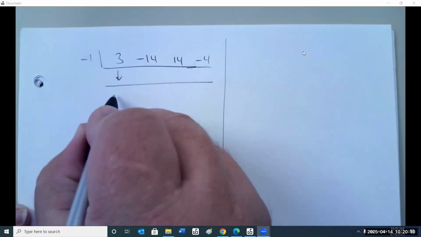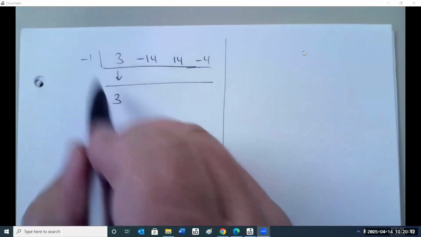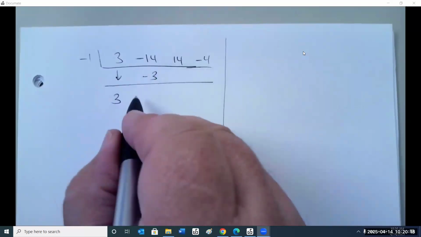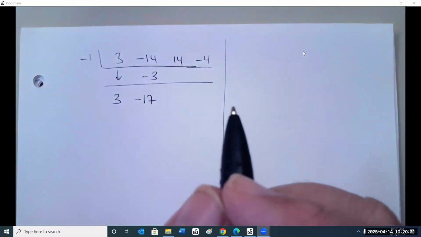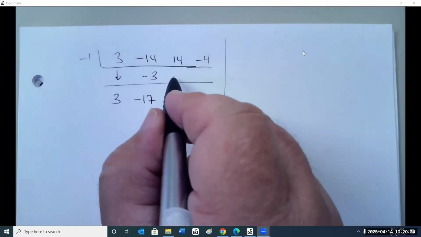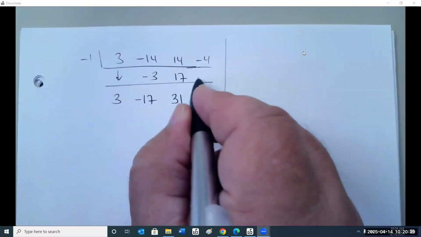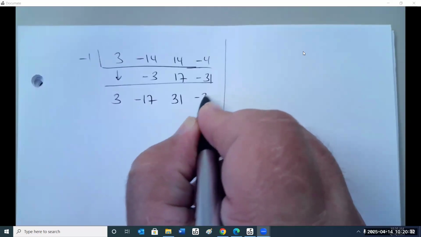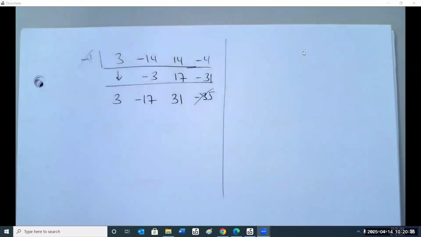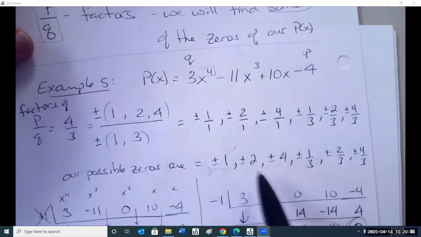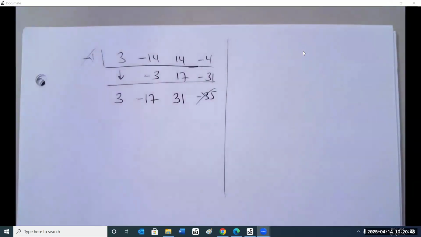Bring down the first one. Negative 1 times 3 is negative 3. Negative 14 plus negative 3 is negative 17. Negative 17 times negative 1 is 17. 31. That's going to get pretty big. So there's only one negative 1 as an answer. Okay, so we've tried 1 and negative 1. We're done with those. Now we have to do 2 and negative 2, then 4 and negative 4, and keep going till we find 3 more.